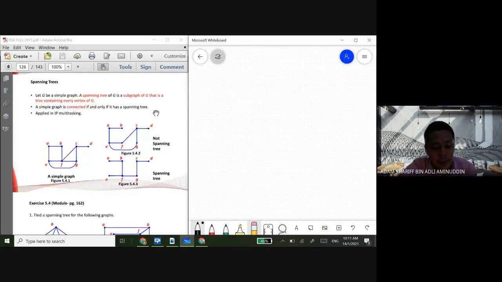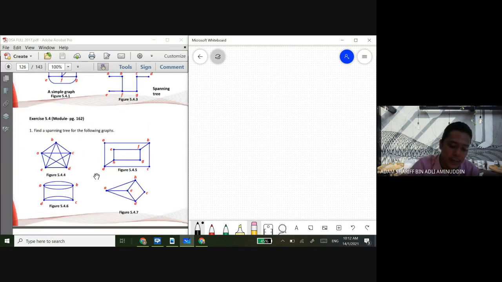Okay, spanning tree is a graph that contains every vertex of G. So basically you are given a graph, apa-apa graph, tapi dalam setiap graph tu ada spanning trees. The spanning tree is basically a tree that contains every vertex, as simple as that. So let's say ya, saya ambil contoh yang satu ni, saya bagi idea saja.